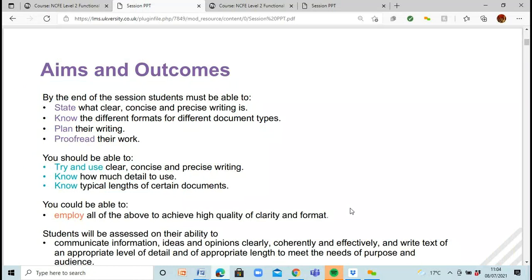So the aims and outcomes of today is that you should, by the end of this session, be able to state what clear, concise, and precise writing is. You should know what the different formats for different document types are.